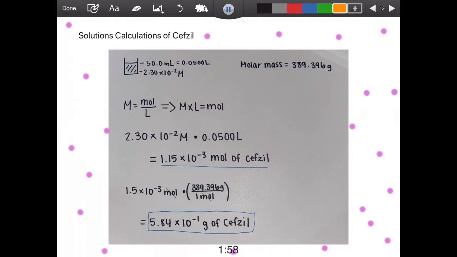So with that is our first answer that we will plug into our next equation, which you can see that it is plugged in right here. After we plug it in, we are taking the molar mass of the drug that we solved in the previous slide and plugging it in over 1 mole, so we are able to cancel out the moles to then multiply these two numbers to then get our answer of 5.84 times 10 to the negative 1 grams of Cefzil.